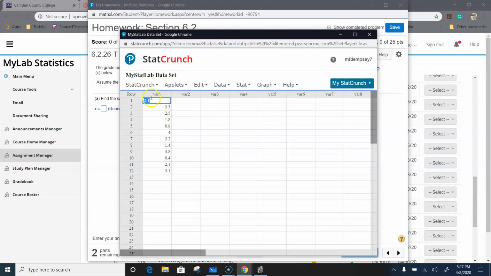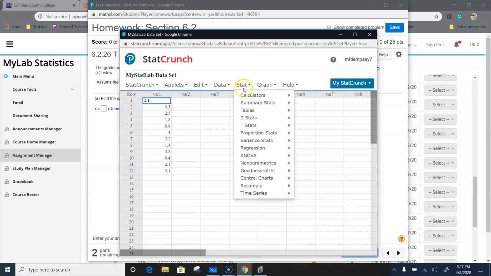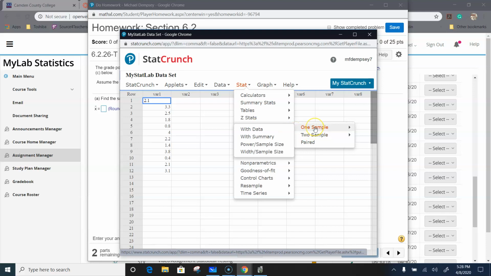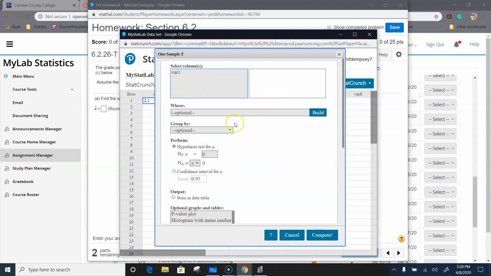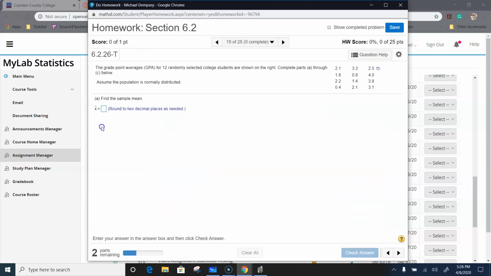So we open up StatCrunch and it already has our lists in there for us. So if I go to Stat, remember what we're trying to find here. We're dealing with a t-statistic, right? Because we're trying to find a confidence interval, and it's a one sample deal. So what we have here is the data. We don't have the summary statistics. Summary statistics would mean if we have the mean and the standard deviation. We actually have the actual data. So when we click on that, we have the list. We're going to click on variable 1. We'll do hypothesis tests next week. Right now, what we're dealing with is confidence intervals, right?